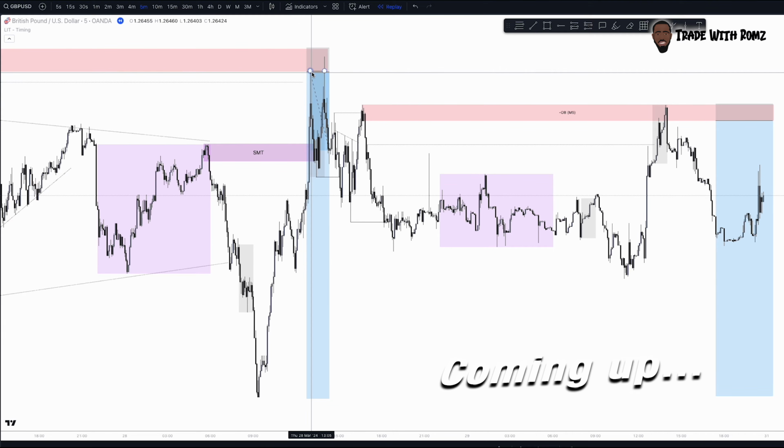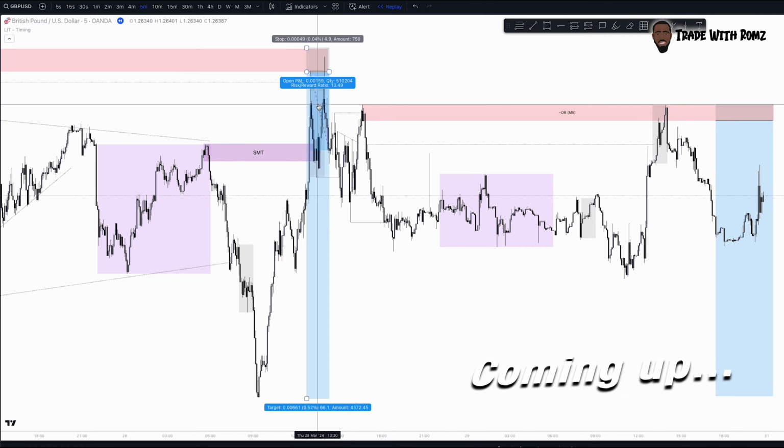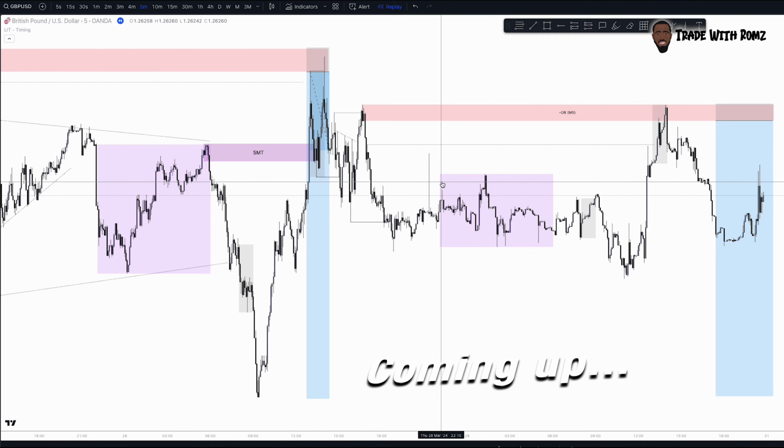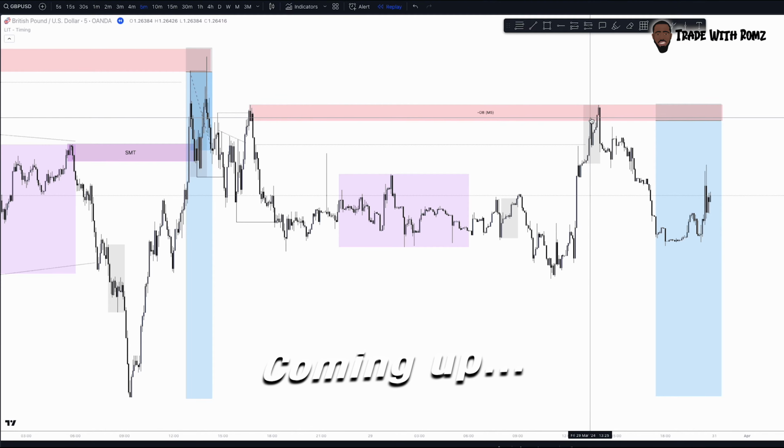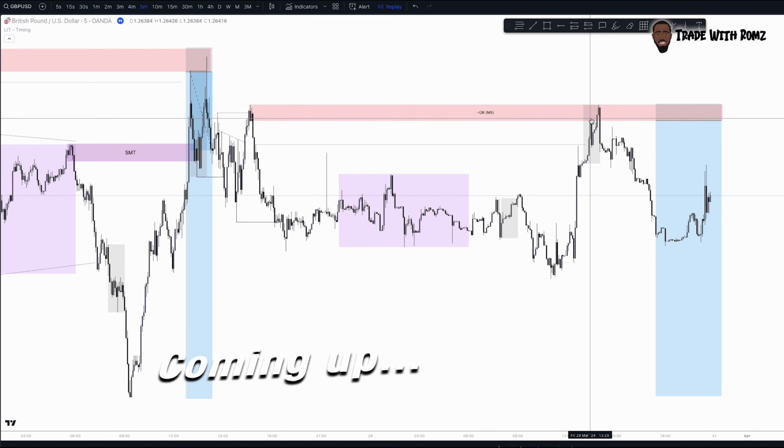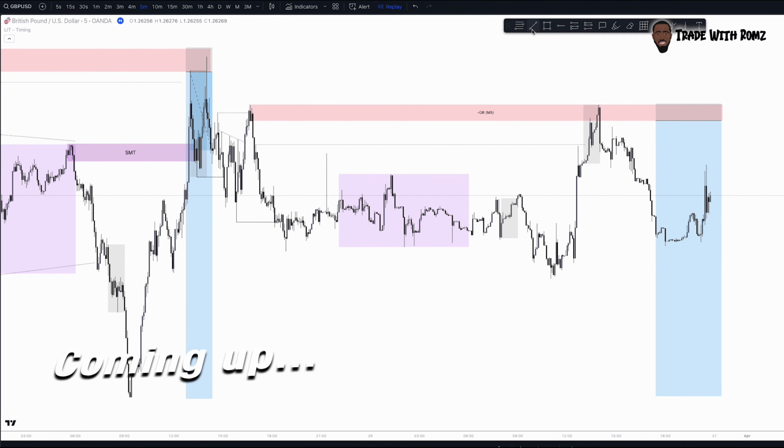So if someone's sold here and then they've set their stop loss to break even, they're taken out. Again here, if someone sells here, stop loss to break even because they see a reaction, they're taken out. This happens over and over again.